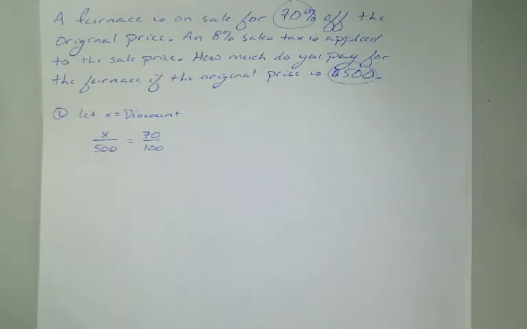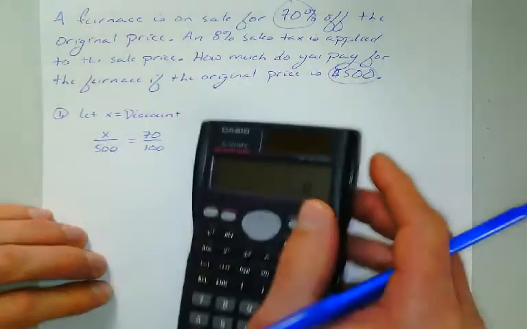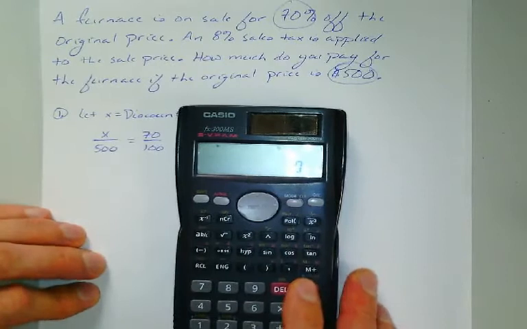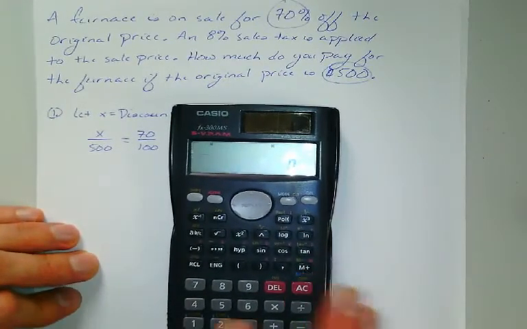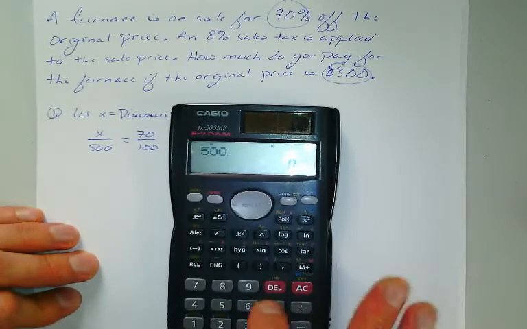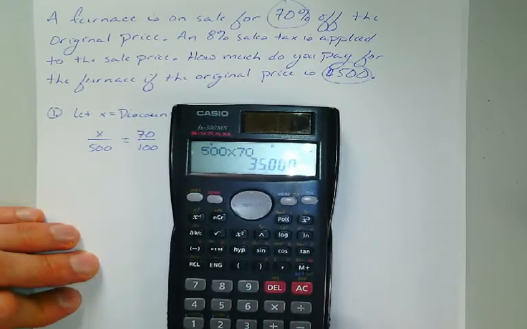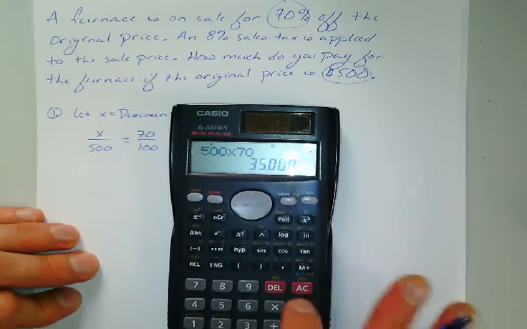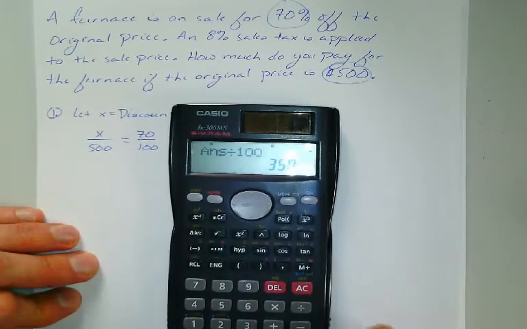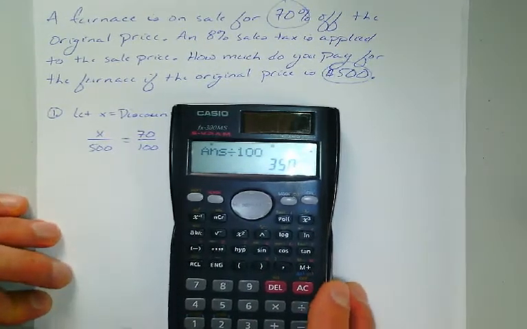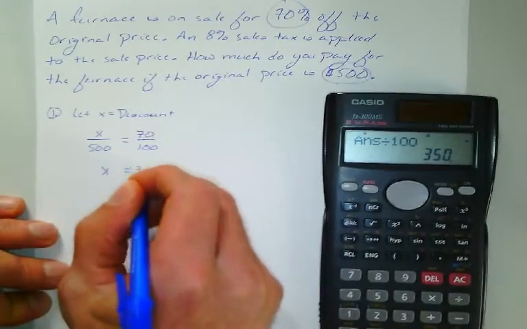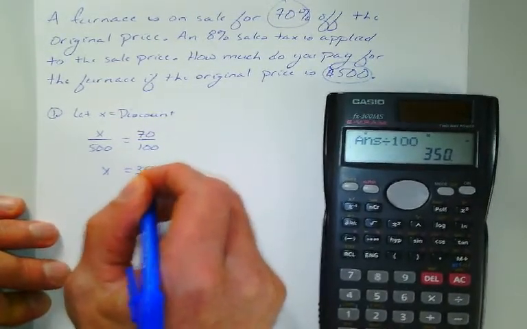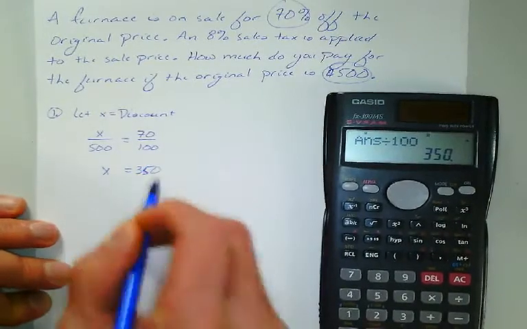Now let's solve for X. We're going to cross multiply here. So I don't take up so much time, and cross multiplying is a skill that you all have, we're going to do 500 times 70, then divide it by 100. And X equals $350. If you need help solving proportions, send me a quick message and I'm happy to help. So X equals 350.